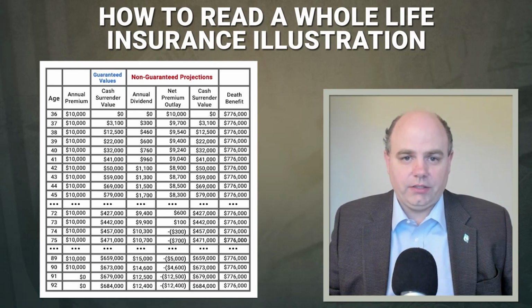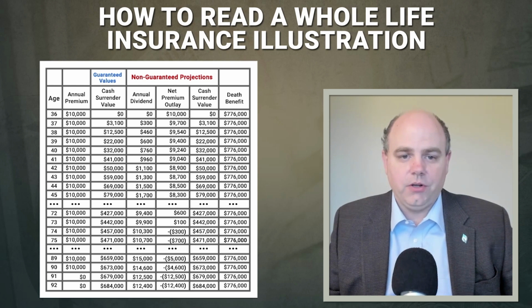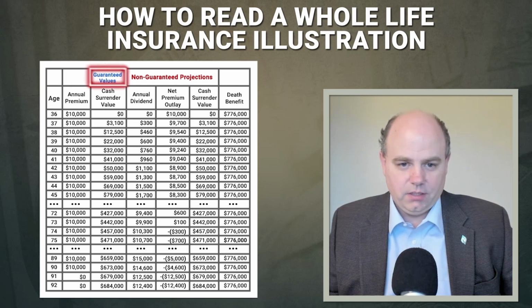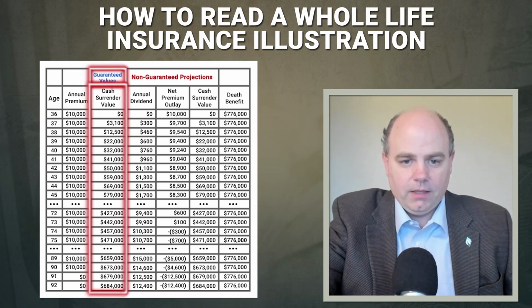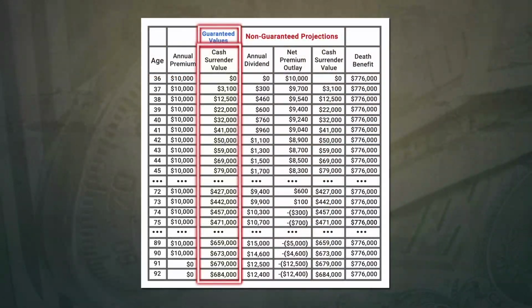Now, the next thing I want to draw your attention to is the column denoted guaranteed values. And so here, notice the cash surrender value. So for example, at age 36, after that first premium payment, the guaranteed cash surrender value is $0. Right? So the life insurance company is saying on year one, if you first open up the policy and then you decide, you know what, I changed my mind, I'm going to walk away and dissolve it, they're not going to give you any spot payment to walk away.